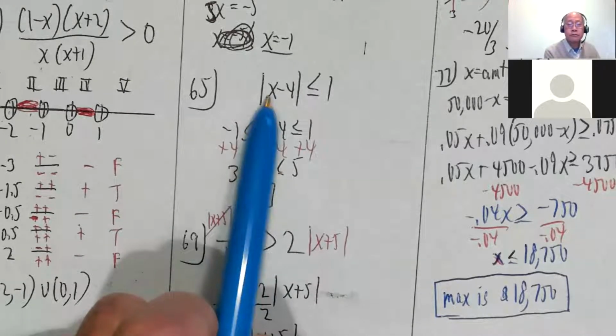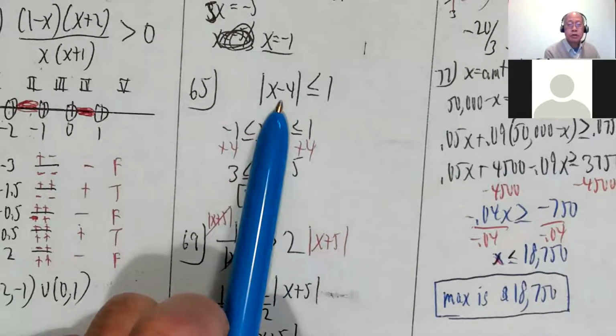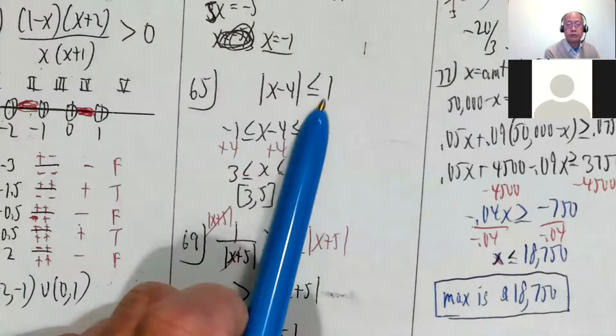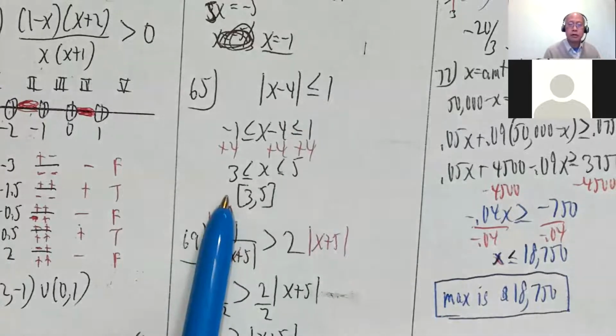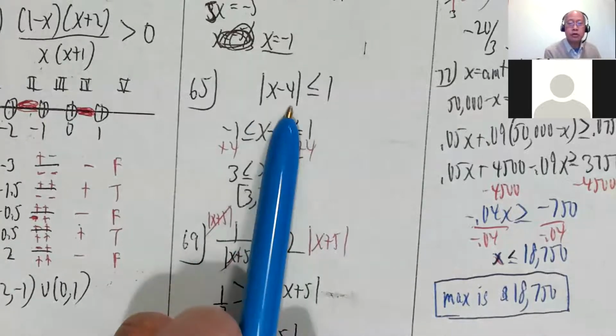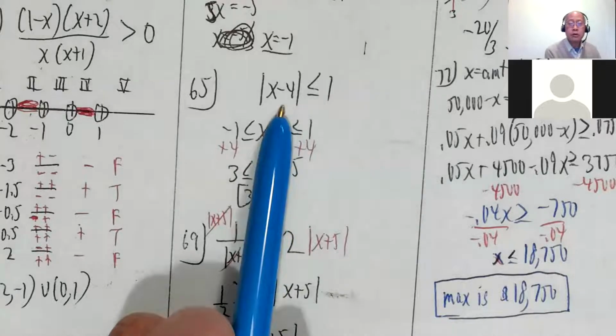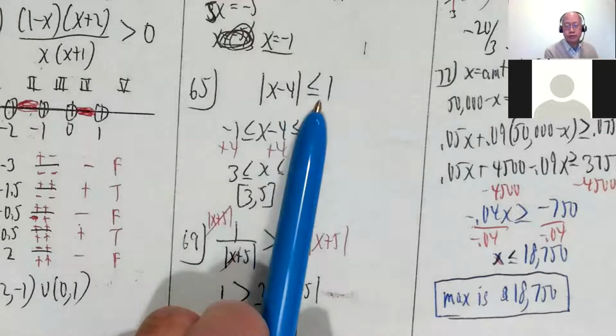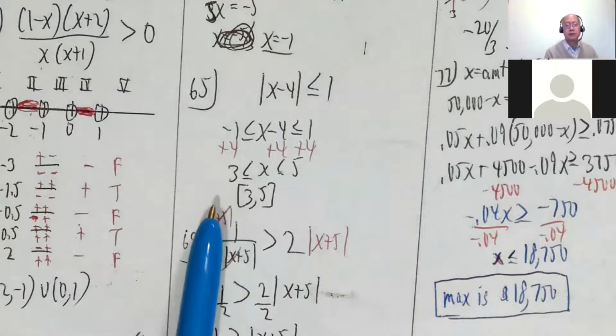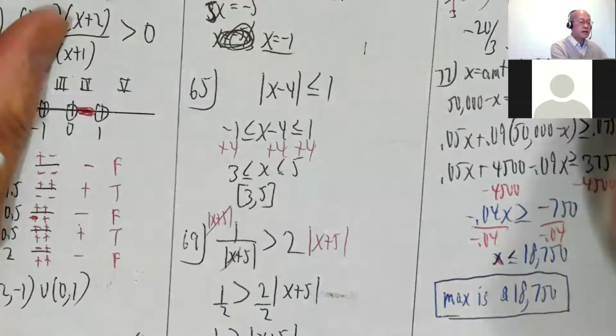6 minus 4, 2. Absolute value of 2 is 2. 2 less than or equal to 1, false. And I claim 0 should not work. Let's try it. 0 minus 4, negative 4. Absolute value of negative 4 is 4. 4 less than or equal to 1, that's also false. Okay. So that's that.